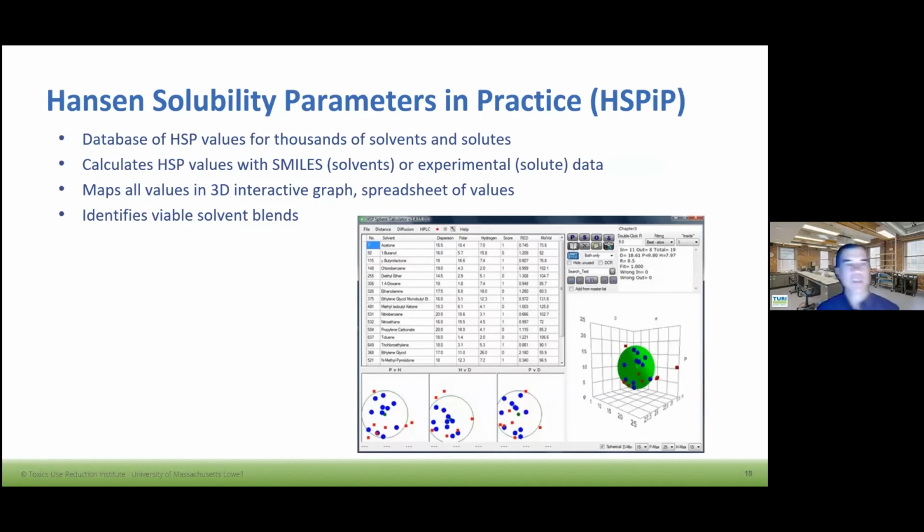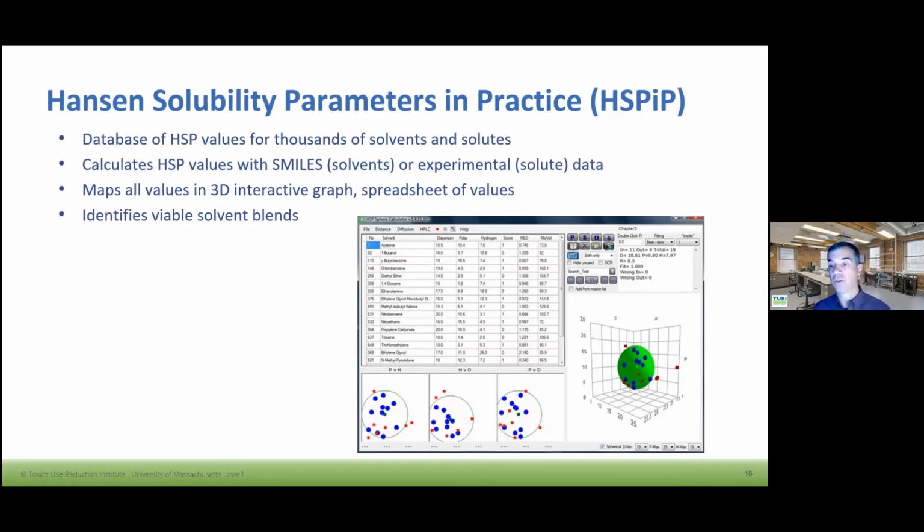So the good news is there's a software program that's available, the Hansen Solubility Parameters in Practice, or HSPIP, that is available to really increase the efficiency of using this theory. So basically it has a database of HSP values for thousands of solvents and solutes. And if you want to investigate a solvent that's not already in there, then it helps to calculate the HSP values for the solvents. You use the SMILES notation.